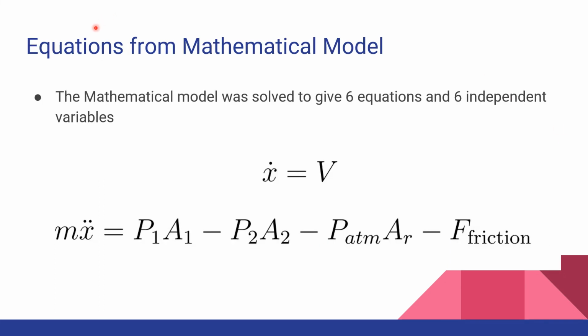So now we are going to look at the equations for the mathematical model of the double acting actuator. On solving the model, we were able to get 6 equations and 6 independent variables. Initially we have x dot equal to v, which is the standard displacement velocity relation. Then we have m x double dot equal to p1a1 minus p2a2 minus PATM into AR, which is the area of the rod, minus force of friction. We get this from the momentum conservation equations.